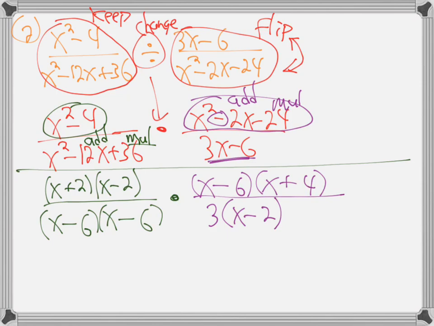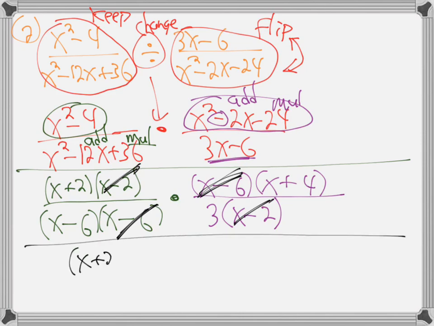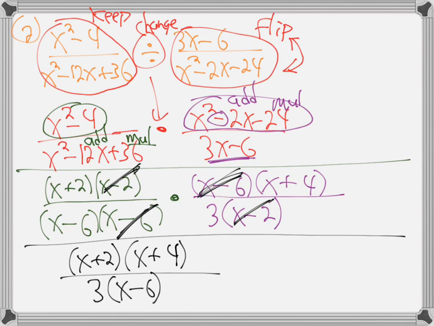Factor out the 3. Good. And now we just cancel. So x minus 6 cancels x minus 6, at least one of them. x minus 2, x minus 2. Anything else? So we're left with x plus 2 times x plus 4 over 3x minus 6. There's our answer.